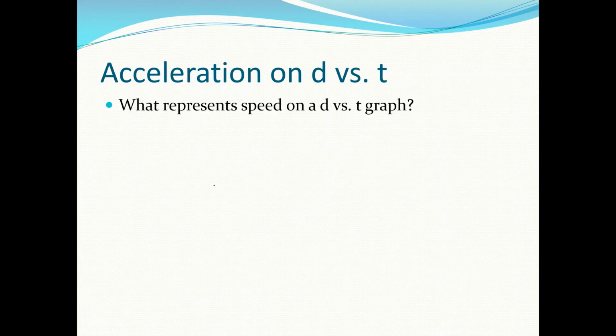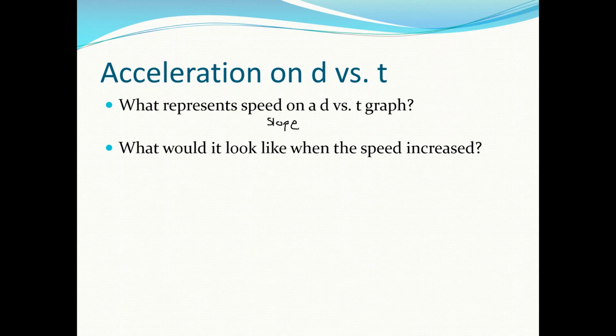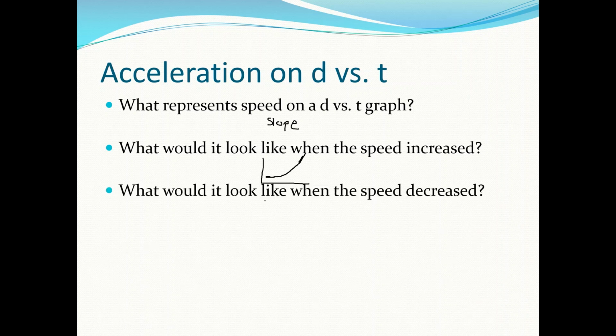So what represents speed on a D versus T graph? Well, that's our slope, right? So if I'm accelerating, I'm increasing my speed. So what would it look like if my speed increased? Well, stopped is a flat line, and a really steep line means I'm going fast. So what's going to happen is we're going to have a curve to our line, and our line is going to get steeper and steeper and steeper. Right? What would it look like if I decrease my speed?